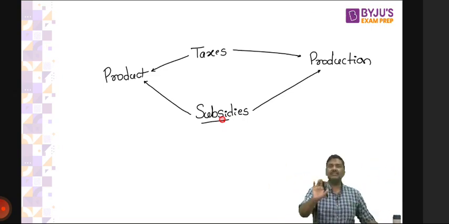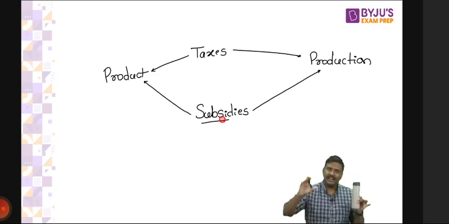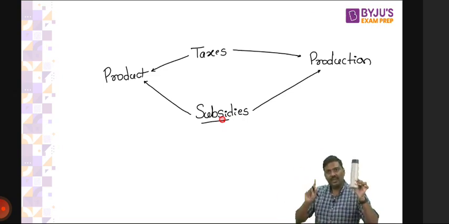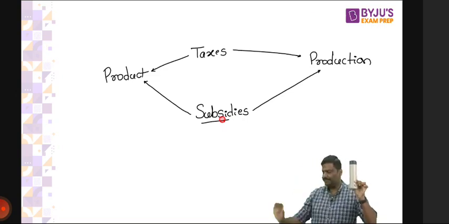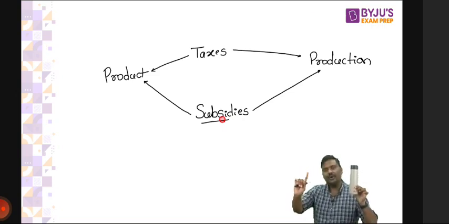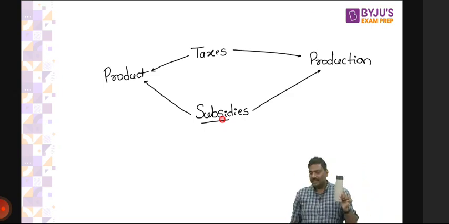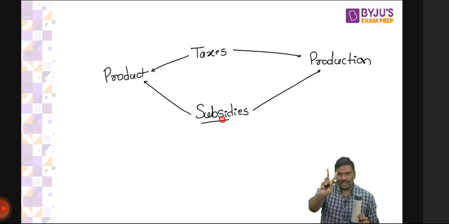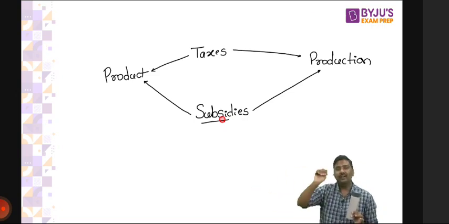Let me start with a very simple example. Follow the examples. You'll find it easier to understand. Let me ask you a very simple question. Imagine the government of India will give you, for every one bottle that you're producing, a subsidy of 10 rupees. Now, have a look at this. If you produce one bottle, you'll get 10 rupees. Produce 2 bottles, 20, 3 bottles, 30, 4 bottles, 40, and so on and so forth.